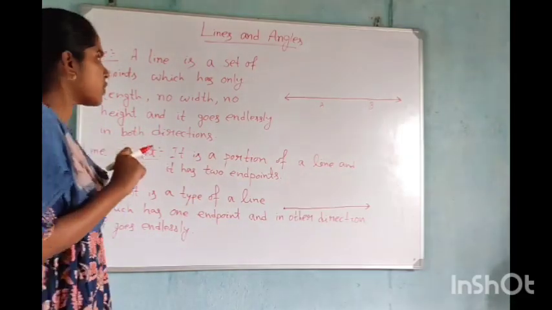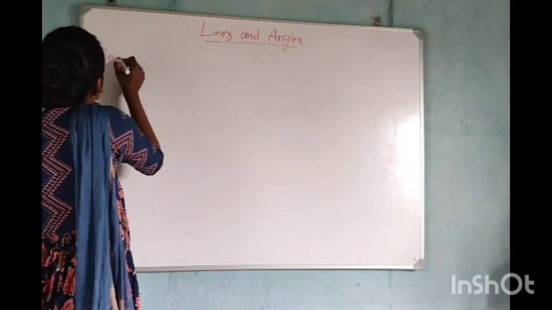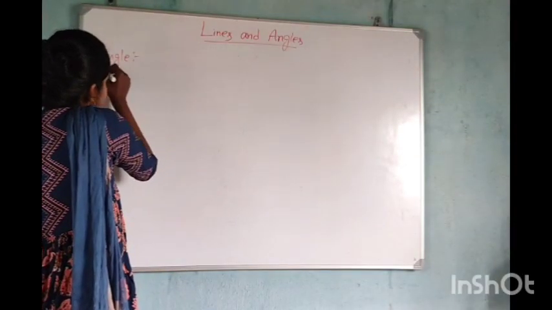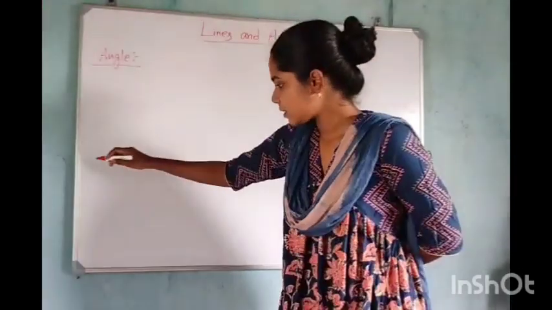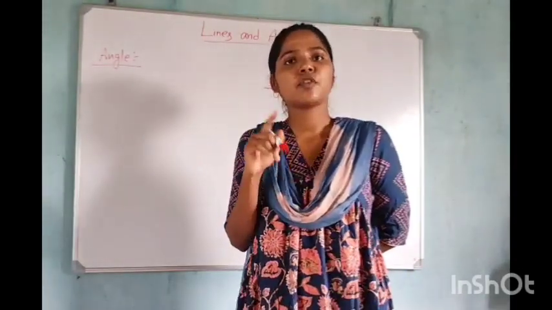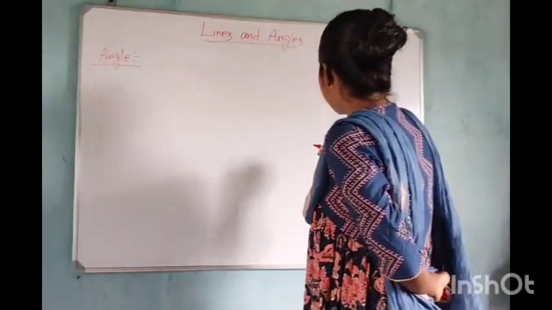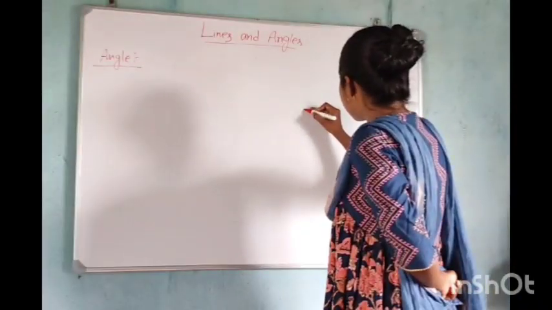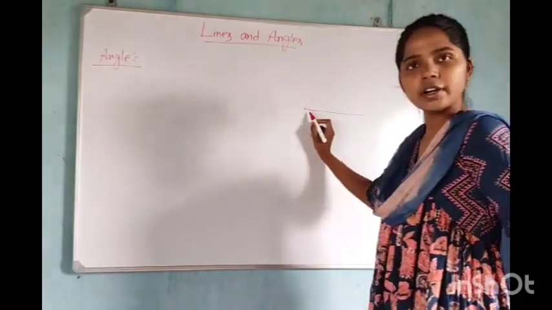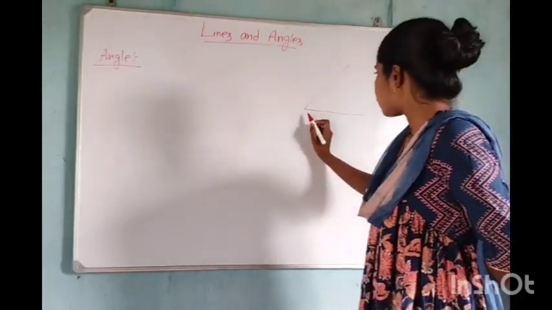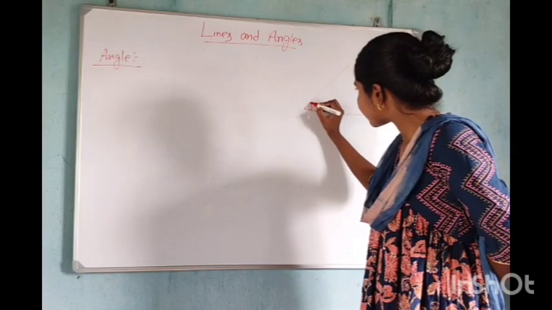Now we will go back to angle. I have already said that wherever you see a corner like this, that means it can form an angle. So basically we need a corner. So how do we make a corner like this? Let's say this is a corner, right? If it is a corner, that means we can make an angle here.